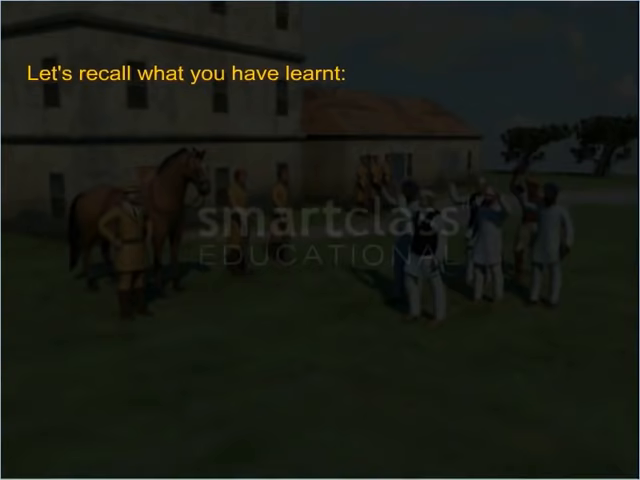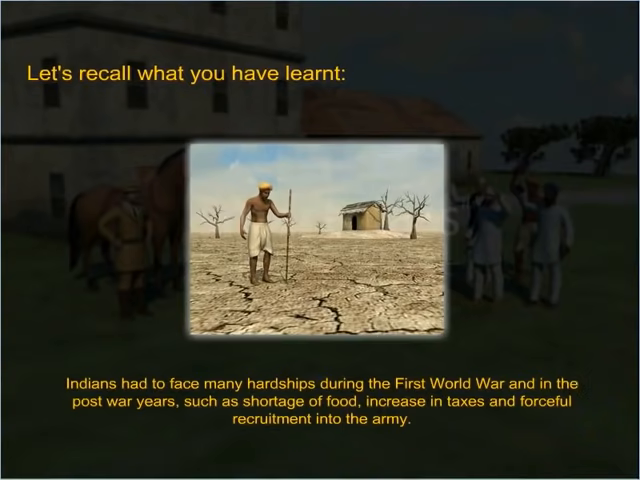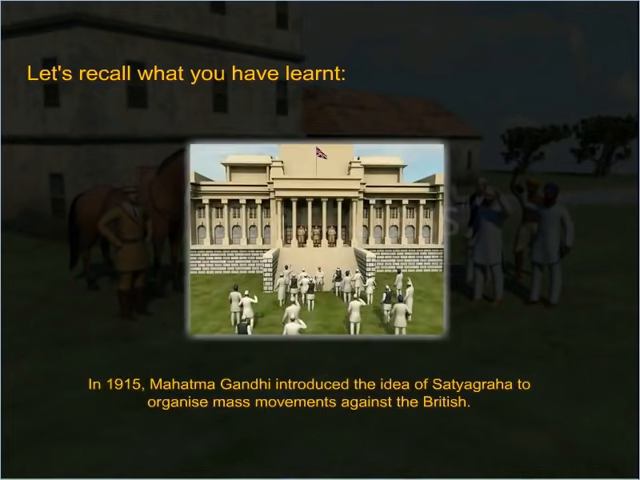Let's recall what you've learned. Indians had to face many hardships during the First World War and in the post-war years, such as shortage of food, increase in taxes and forceful recruitment into the army. In 1915, Mahatma Gandhi introduced the idea of satyagraha to organize mass movements against the British.